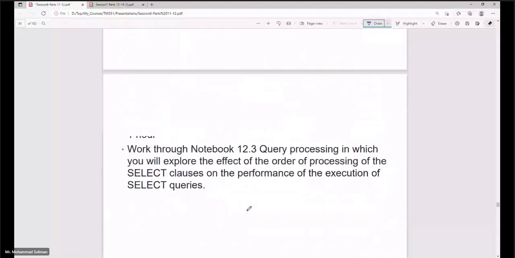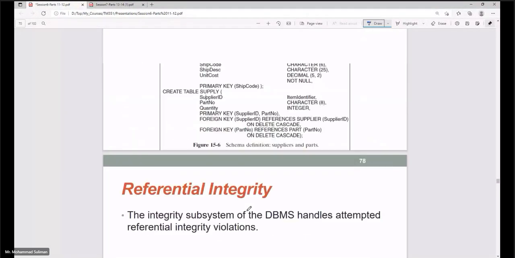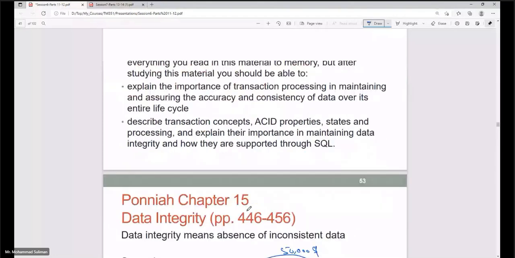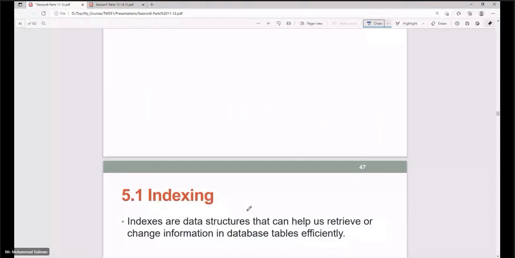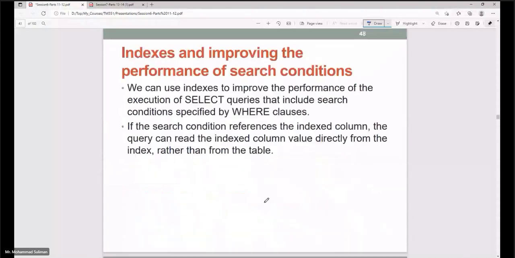So go through the exercises also. That is also important here. Yeah, we were at indexing, right? So we did the indexing, and improving the performance of search conditions. We just saw that using indexing we can join the tables and increase the performance of the select.